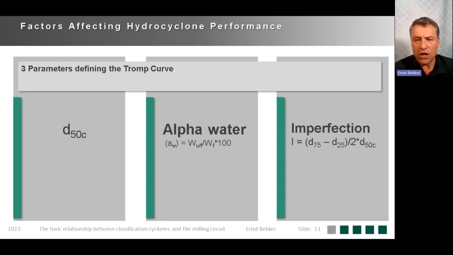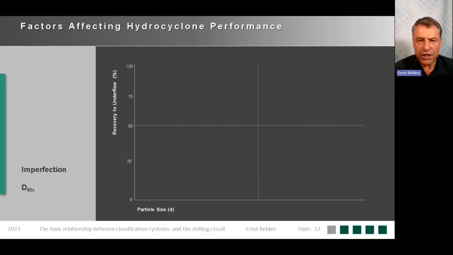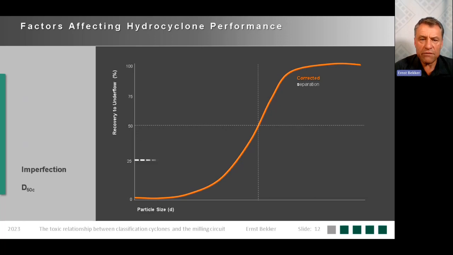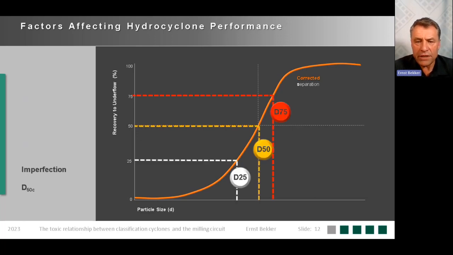Imperfection is the slope of the separation curve. So when we look at the corrected curve, we can see that the three points, the D25, D50, D75 points, are used to calculate the slope. The D25, D50, D75 is the percentage recovery to underflow.